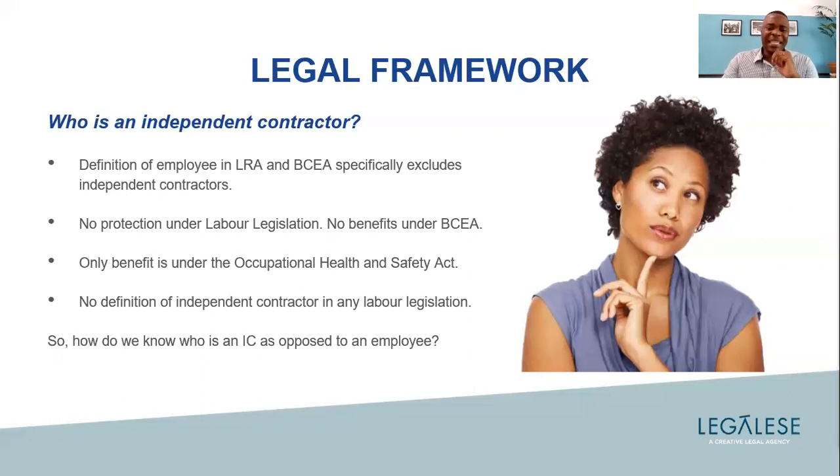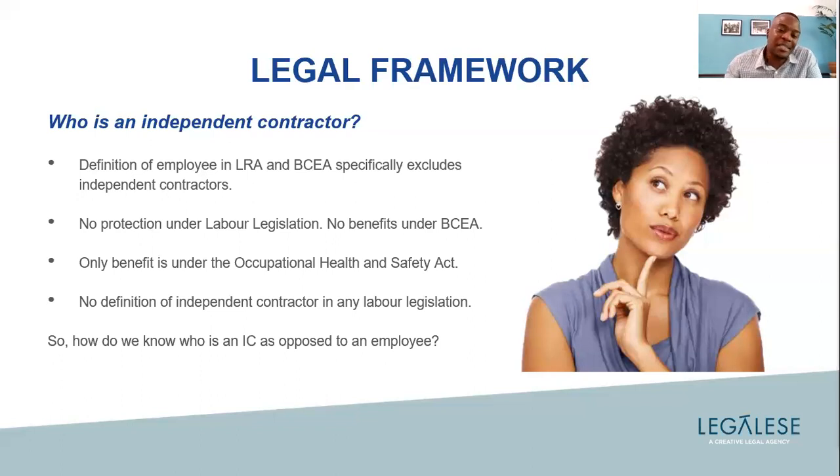So it might seem quite easy that, okay, Section 213 defines to us who an employee is. And at the same time, we know the general definition of an independent contractor is a person who provides services for another person under a contract of service. So you would expect that should set everything right.